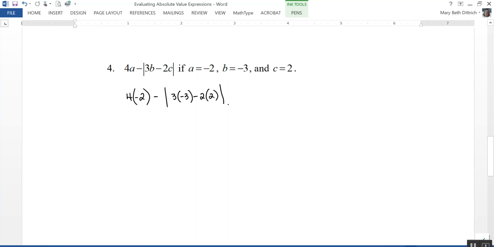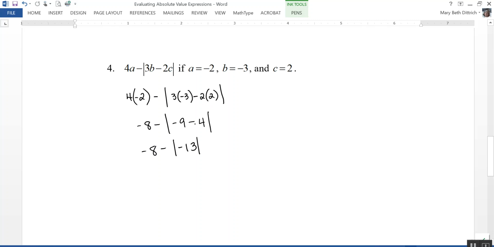Perfect. Now we just need to use order of operations. I can go ahead and do this 4 times -2 outside the bars, because that's not affected by what's between the absolute value bars. Now let's use order of operations between the absolute value bars. I have multiplication, subtraction, and another multiplication. So I can do -9 minus, and 2 times 2 is 4. Now I can do that subtraction. -8 minus the absolute value of -13.